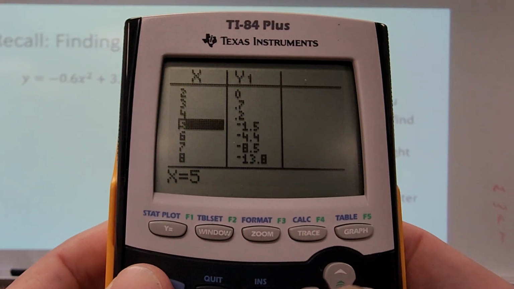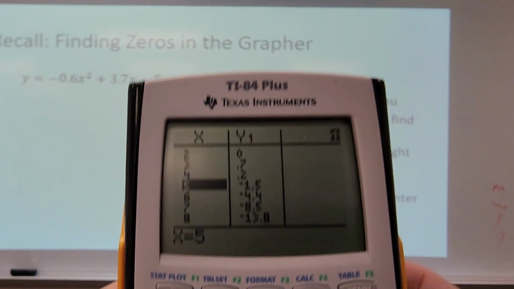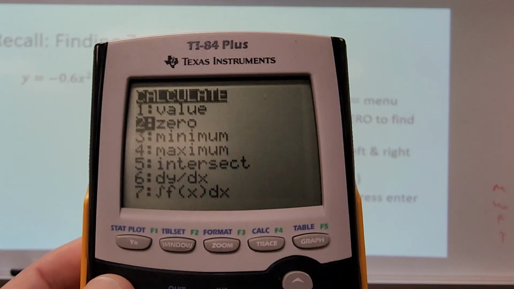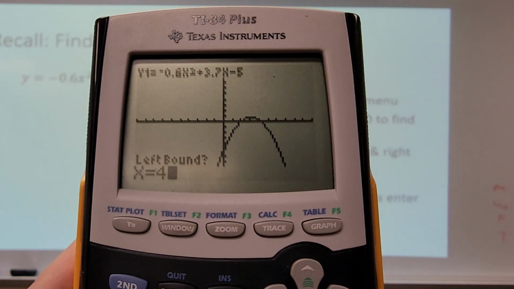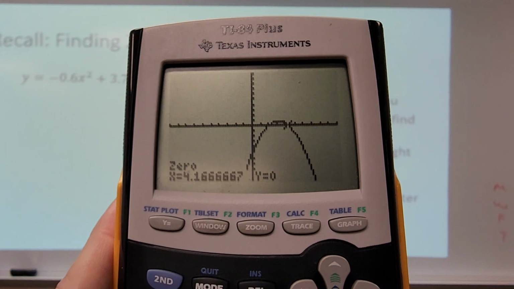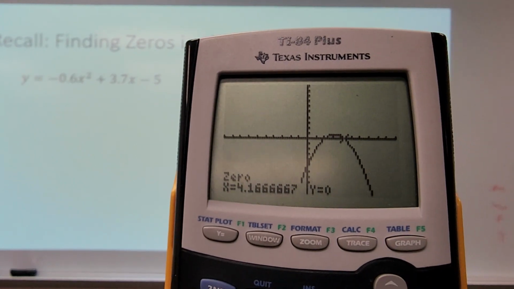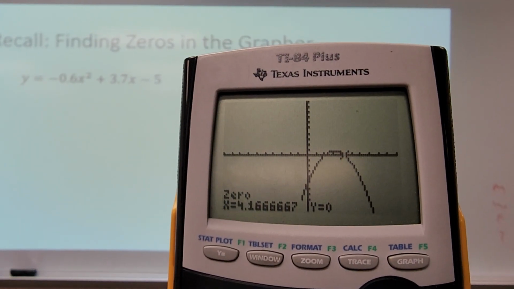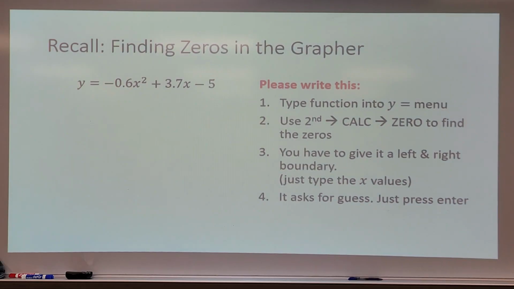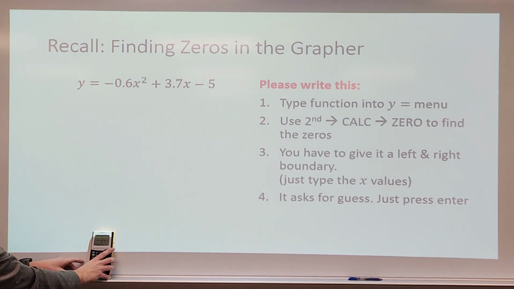But right here between 4 and 5, it goes from a positive 0.2 on the y to a negative 1.5. So we will have to calculate that zero. We know it's somewhere between 4 and 6, and we're going to guess 5. And it tells us that it's at 4 and 1/6 is where that zero is. So we know it's at 4 and 1/6, which means that we could write the linear factors of that polynomial, because both of those have rational zeros. So practice finding the zeros using your grapher, either by calculating the zeros, the rational zeros, or by consulting your table of values.